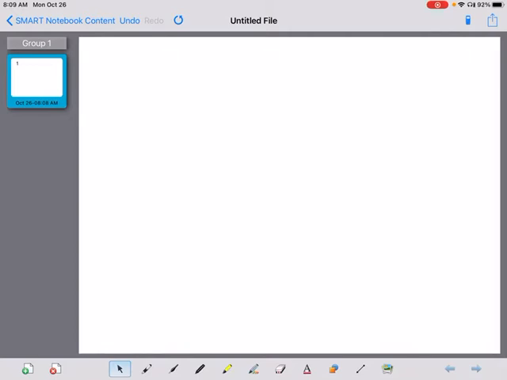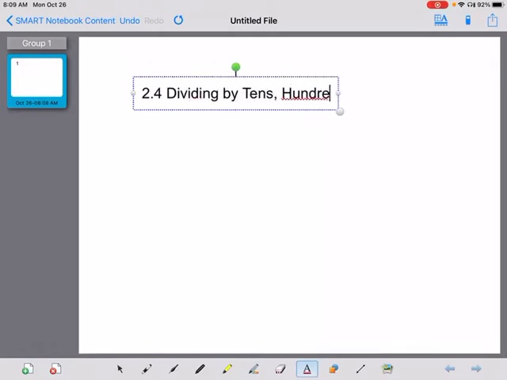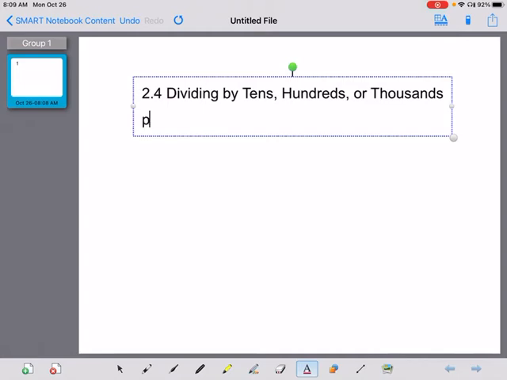But we're going to start off. So we are on, see, I'm figuring some of this stuff out too. We're on 2.4, which is dividing by tens, hundreds, or thousands. And we are on page 70. So get to page 70 in your book. You can look in there.